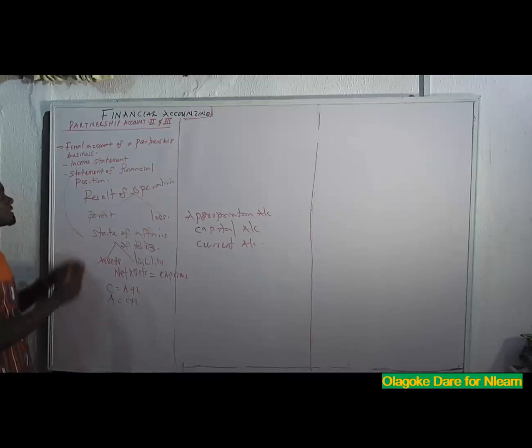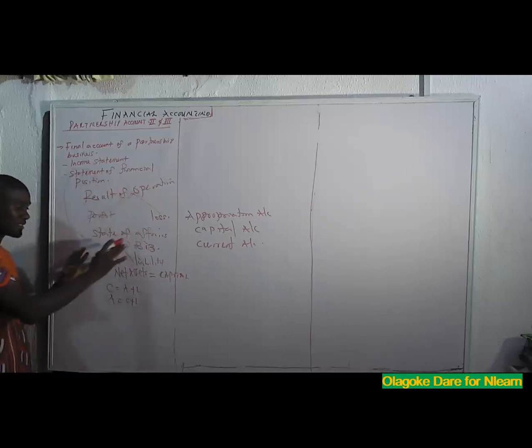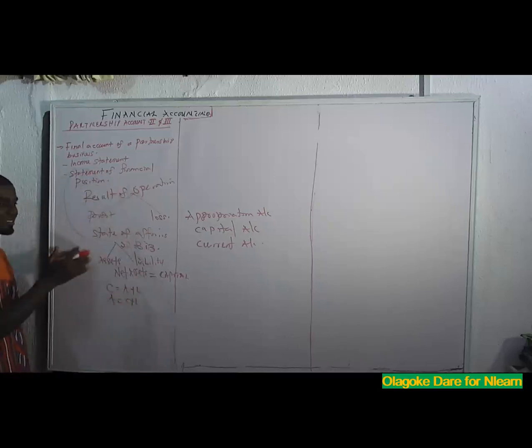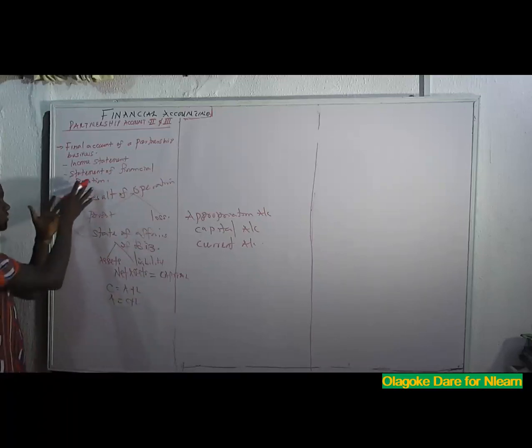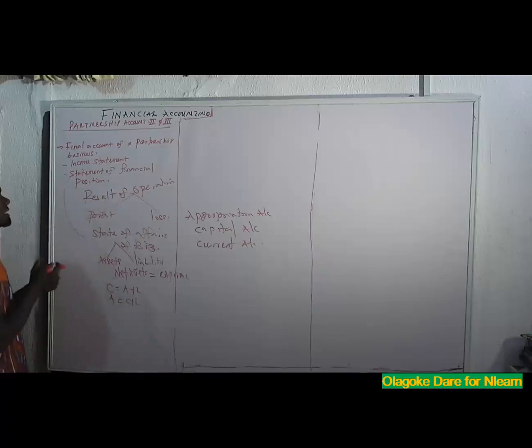So the statement of financial position will tell us the state of affairs of the business, the assets of the business, the liabilities and equity. It will be shown in the statement of financial position. Then the income statement will tell us the result of operation. Is the business making profit or loss?